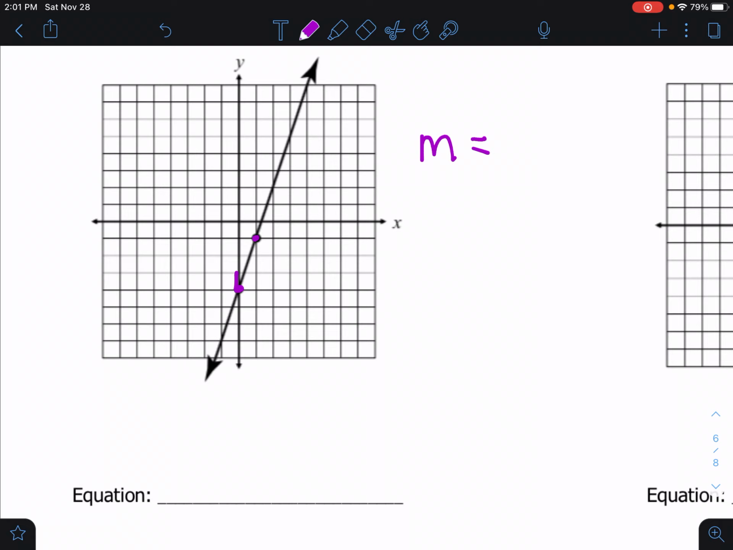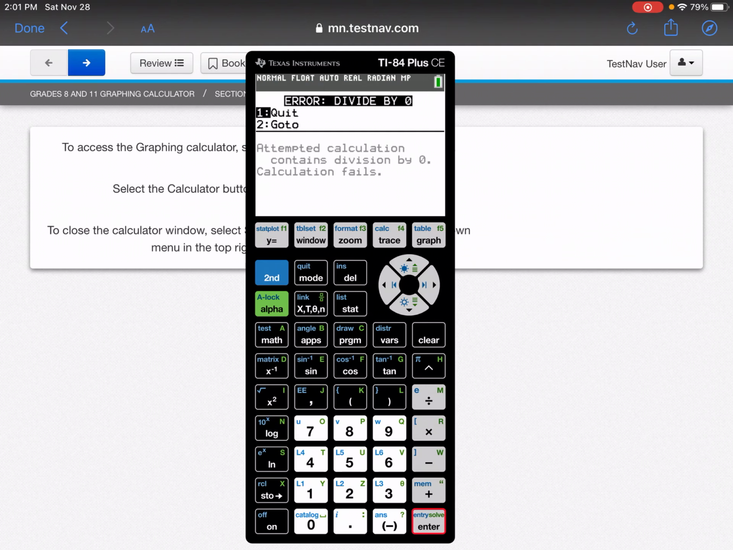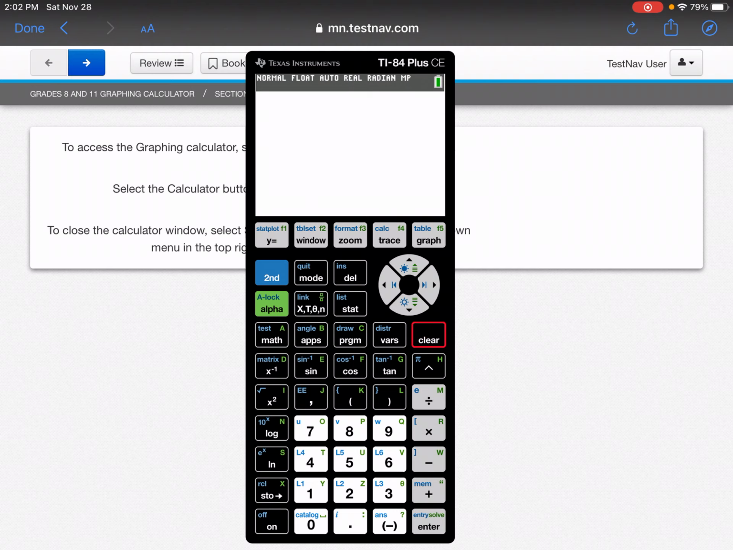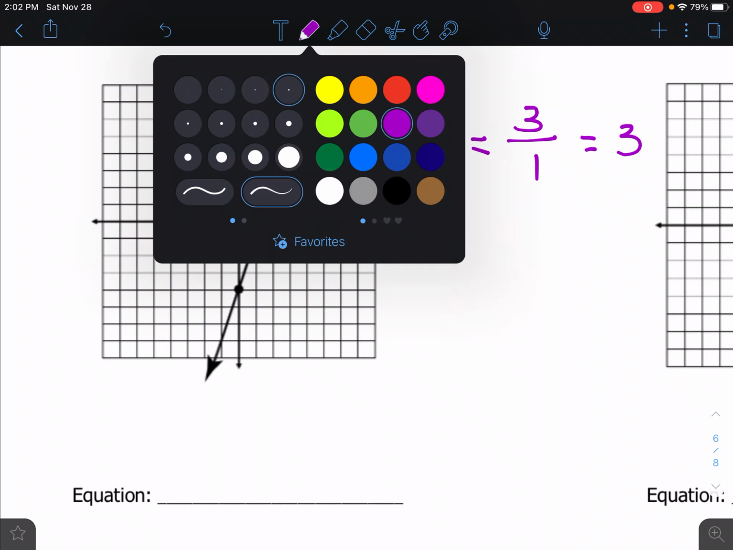I go from this point to that point. So it looks like I have to go up 1, 2, 3. It's positive. And then over 1, that's also positive. So now I'm going to use my calculator. 3 divided by 1, math, change to a fraction, we get 3. So this means my slope is 3.